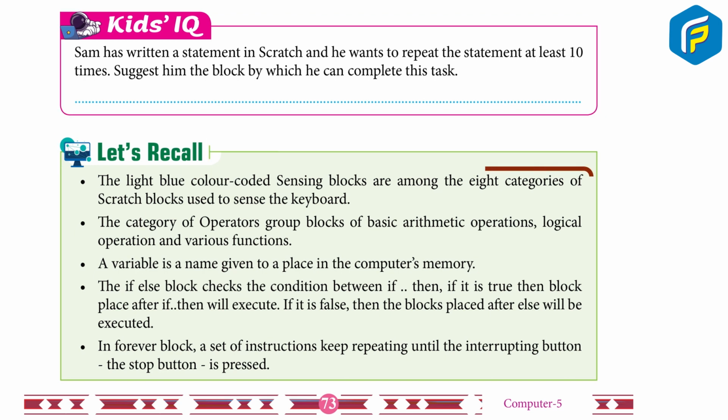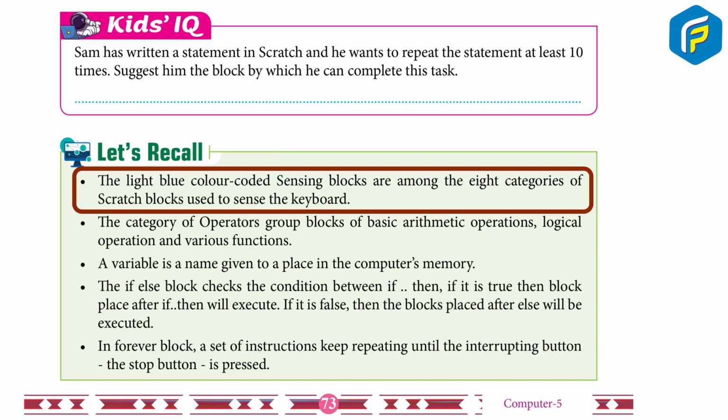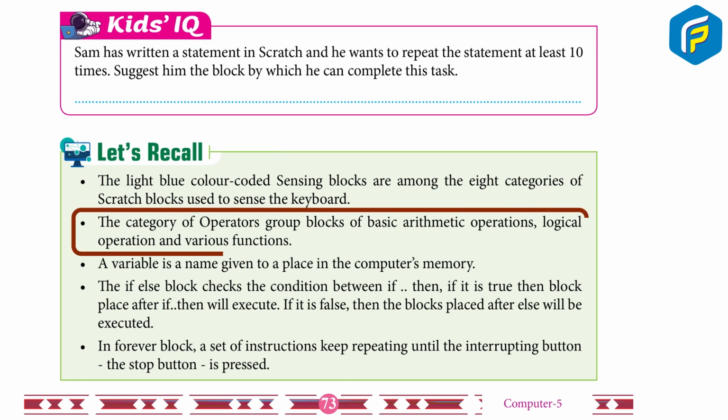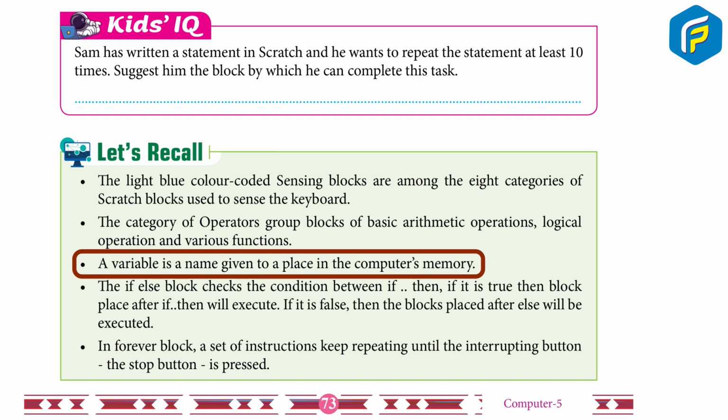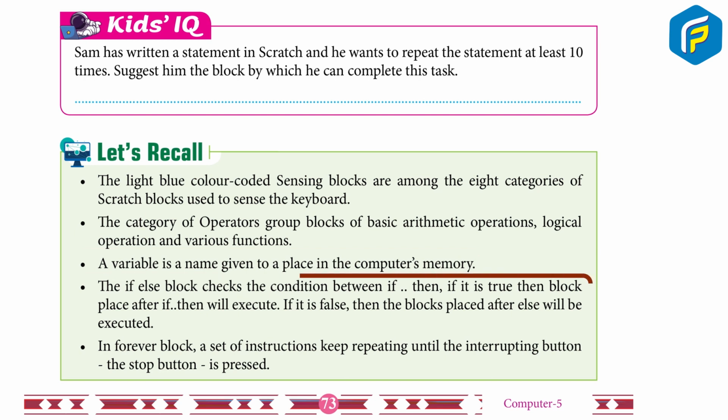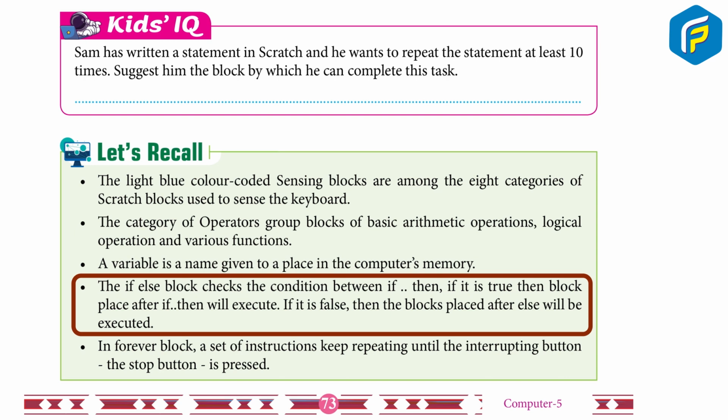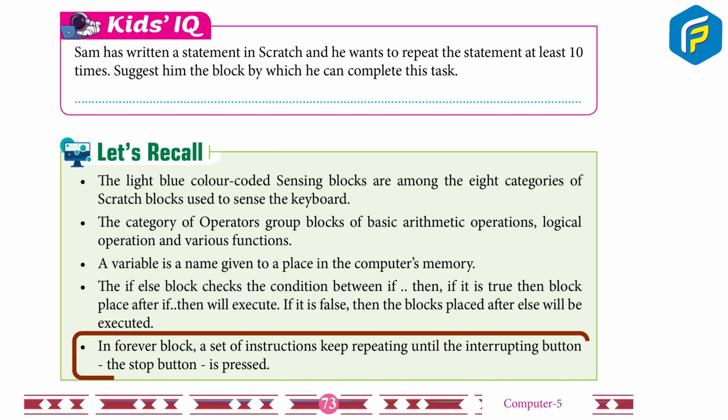Let's recall. The light blue color-coded sensing blocks are among the 8 categories of Scratch blocks, used to sense the keyboard. The operator category groups blocks of basic arithmetic operations, logical operations, and various functions. A variable is a name given to a place in the computer's memory. The if-else block checks the condition between if and then. If it is true, the block placed after if-then will execute. If it is false, the blocks placed after else will be executed. In the forever block, a set of instructions keeps repeating until the stop button is pressed.